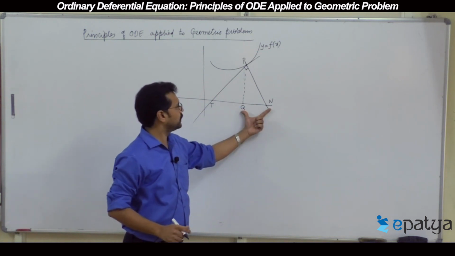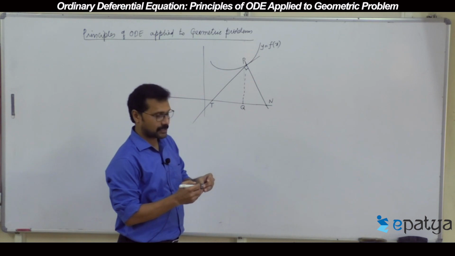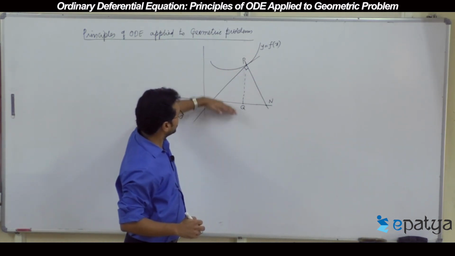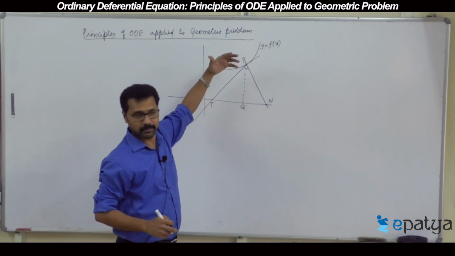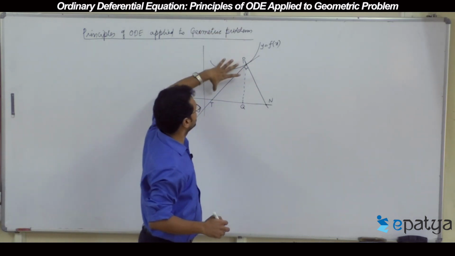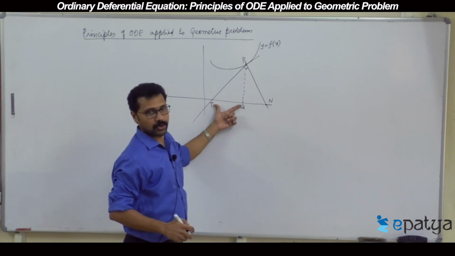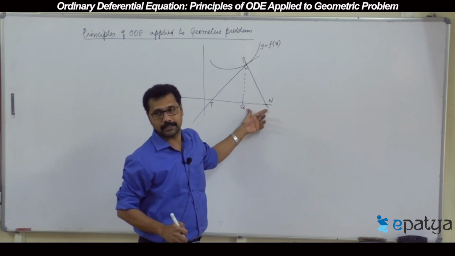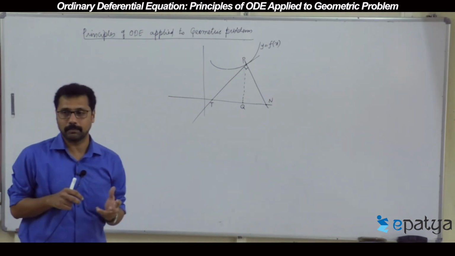The length QN is called subnormal. Subtangents and subnormals are nothing but the projection of the tangent and normal on the x-axis. I think everyone knows projection. Seen from that side, the projection of this length on the x-axis would be this length, which is called the subtangent, and the projection of the length of normal on the x-axis we get as the subnormal.